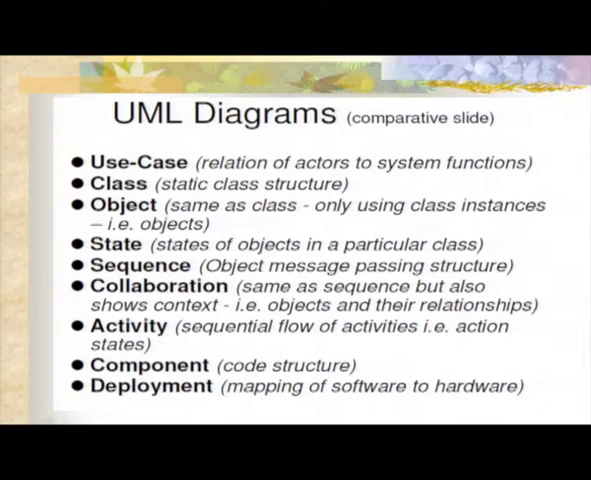Relation of actors to system functions, static class structure, object, state, sequence, collaboration, activity, component, deployment. So, sequence is a sequence of messages which will automatically indicate what is happening, the send, receive, what is sent, what is received.